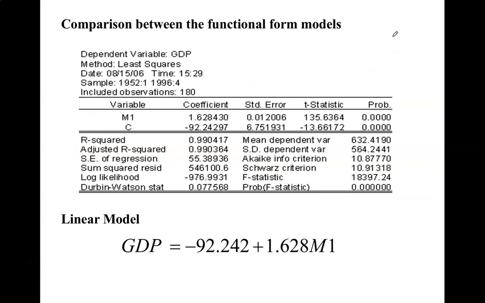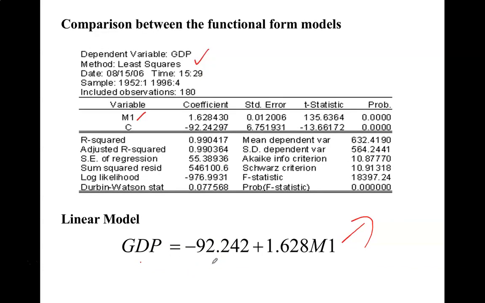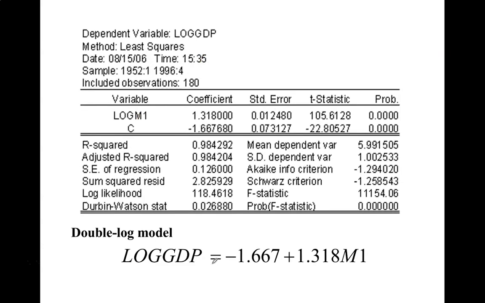The next few slides are about the estimation that I did to enhance understanding, on the variables GDP and M1, money supply 1. This is the result of 5 different models. The first model here is the linear model. The second model is the double log model. Look at the results and the variables; they are totally different. So here's the double log model.